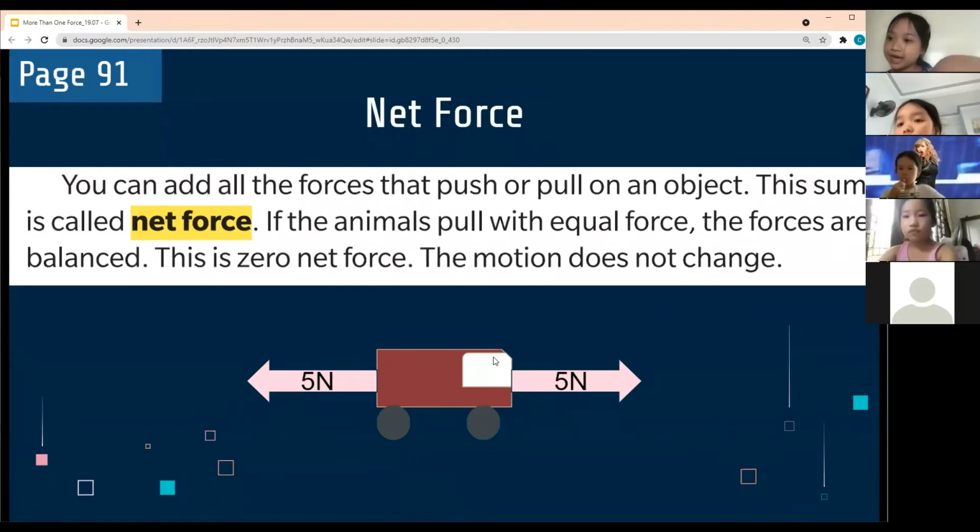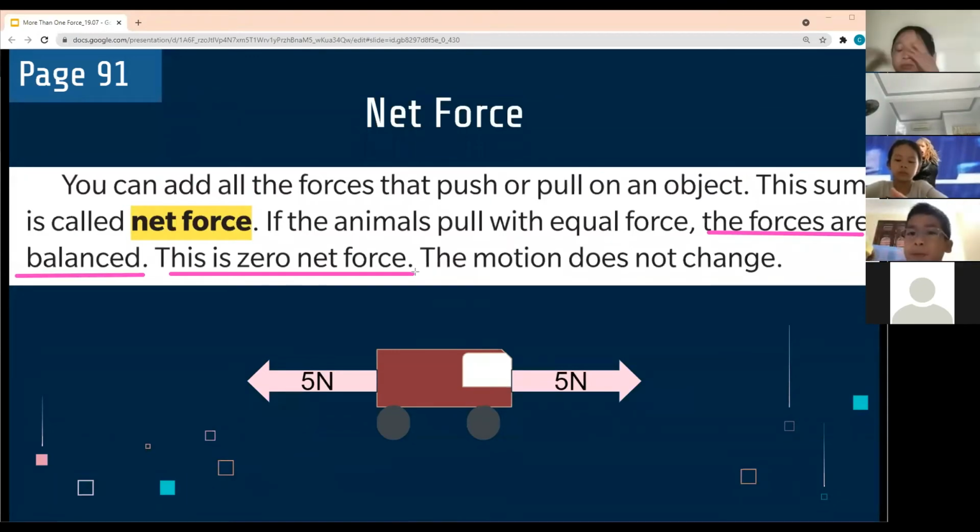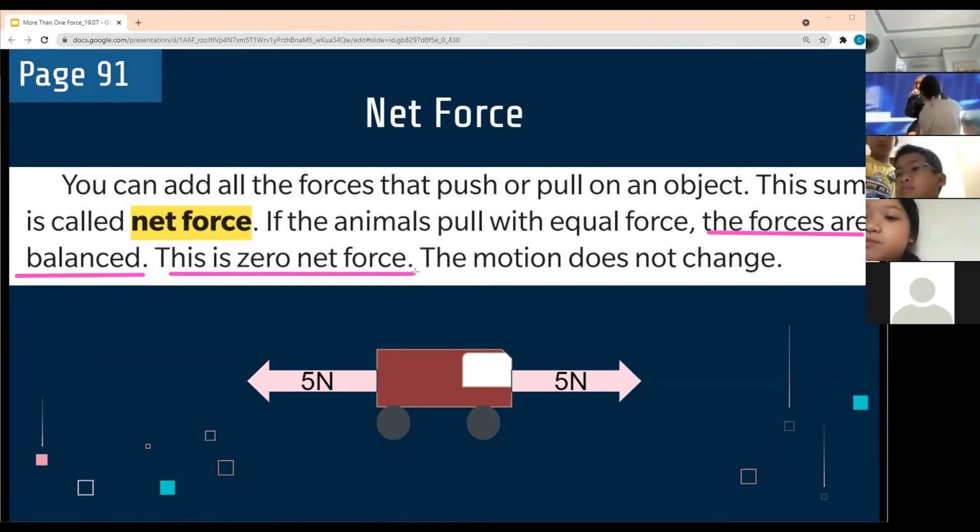Now, what would be the net force of this vehicle? Kim, do you have a guess of what the net force is if we add these forces together? And remember, they're going in opposite directions. Let's read the sentence. If the forces are balanced, this is zero net force. So how much net force does our car have? I don't know. Okay, that's fine. So guys, the net force of this car is 0.